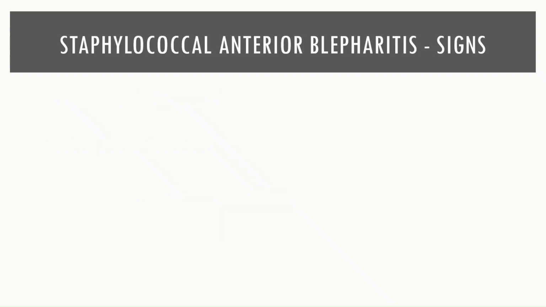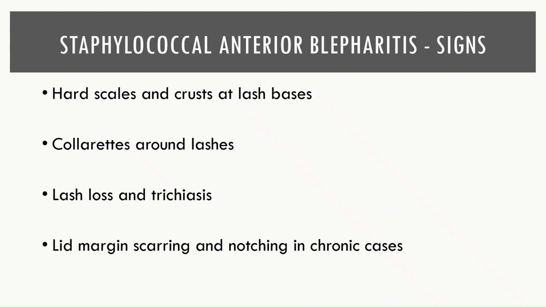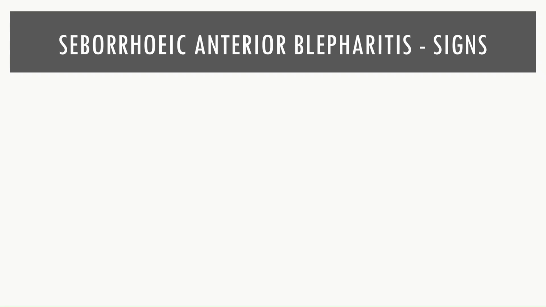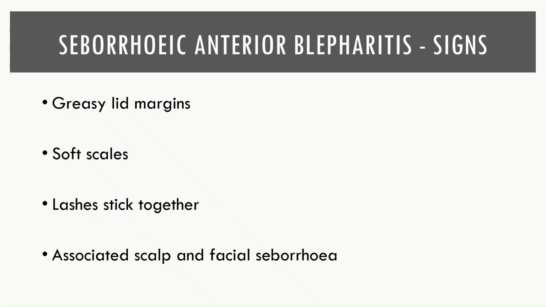Staphylococcal blepharitis is characterized by hard crests and collarettes at the base of the lashes. Long-standing disease can lead to lid margin scarring, trichiasis, and madarosis. Seborrheic blepharitis presents with greasy lid margins and soft scales. It is strongly associated with generalized seborrheic dermatitis involving the scalp and face.